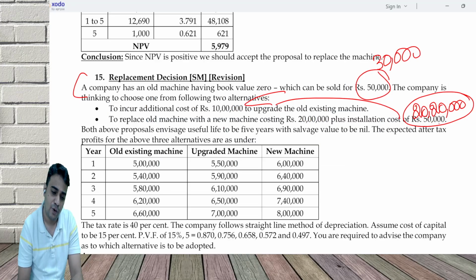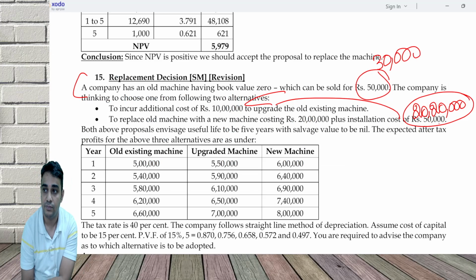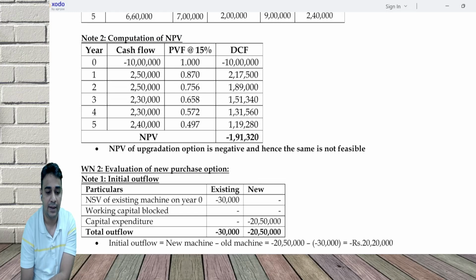What is the sale value of the upgraded machine after 5 years? Where is the 50,000? Zero. Even your new machine is zero, and we have already fully depreciated. So once you get the cash flow, you end up calculating the NPV.